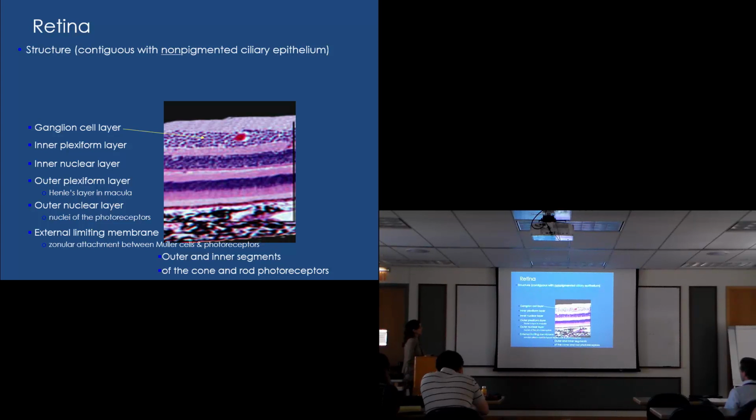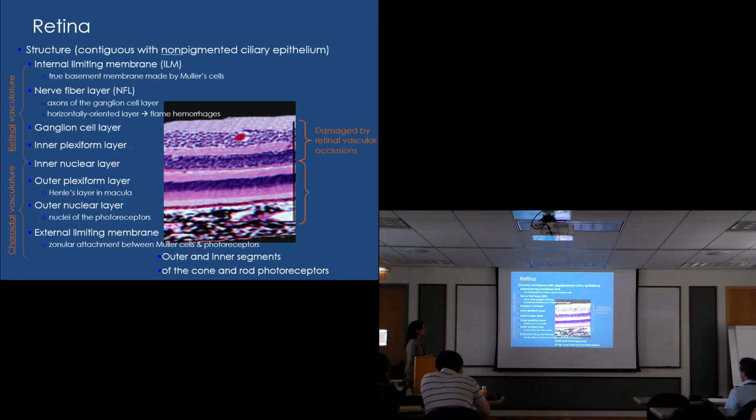So just to break things down, and we'll do this on the spectral domain, you have the outer and inner segments of the cone and rod photoreceptors. Above that is the external limiting membrane, and if we advance, I should be able to get you lines to all of these features. But to break it down, the photoreceptors here, the outer nuclear layer, the outer plexiform layer where all the neurons attach to the nuclear layer, the inner nuclear layer, right here you can see all the cell bodies that attach to that, the inner plexiform layer, the ganglion cell layer, and the nerve fiber layer.